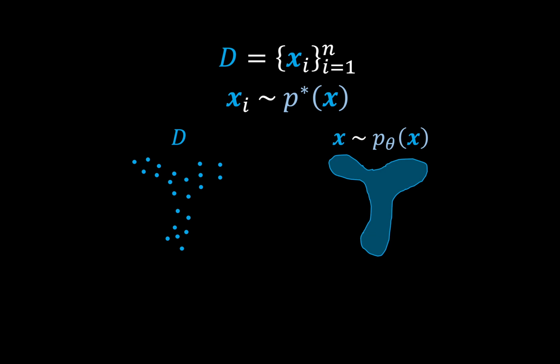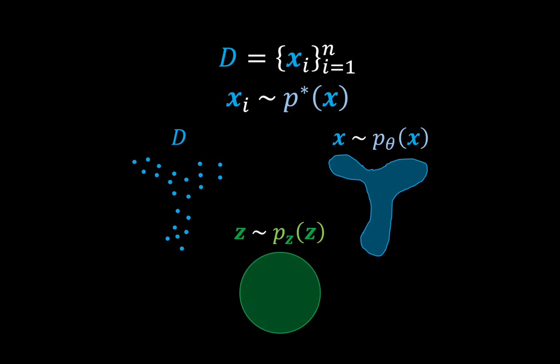Now we're not really interested in directly learning the data distribution P star. Instead, we indirectly learn it with the help of some latent variable z, which adheres to a known probability distribution pz, which is usually a Gaussian or normal distribution. So for this reason, we'll call pz our noise distribution.